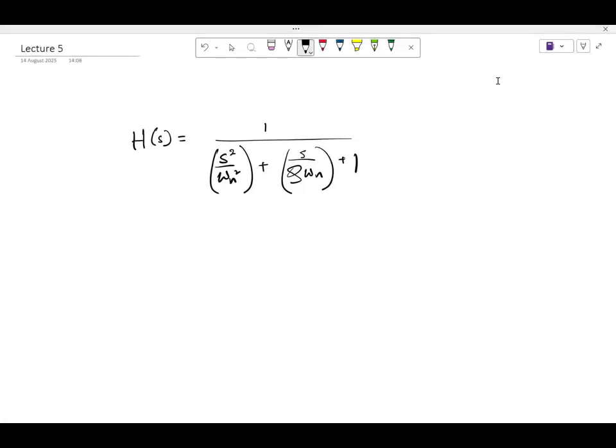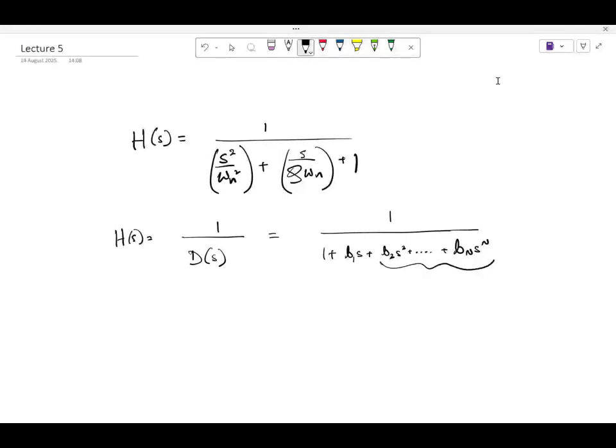In this context, if I write H(s) equal to 1 by D(s), where D(s) is 1 plus b1 s plus b2 s squared plus so on, the question we are trying to answer is: when can we drop these higher order terms and approximate this with 1 plus b1 s?